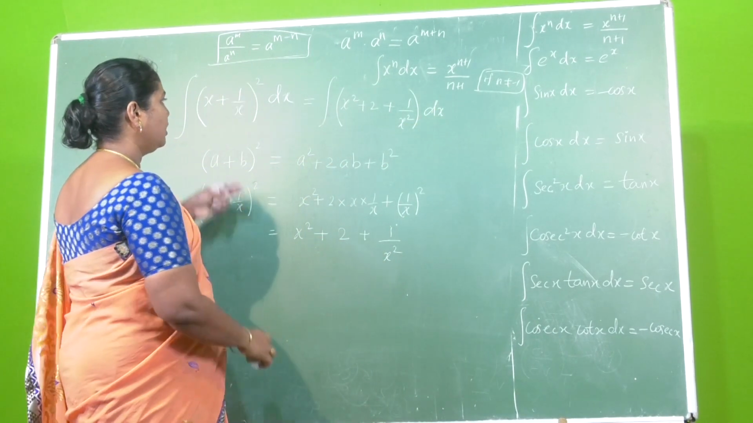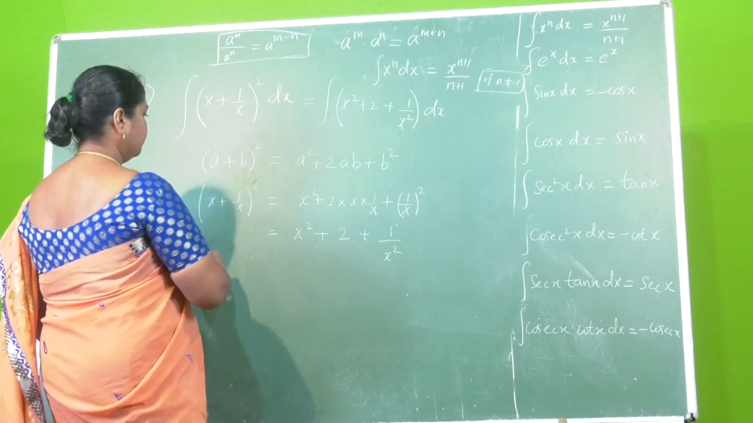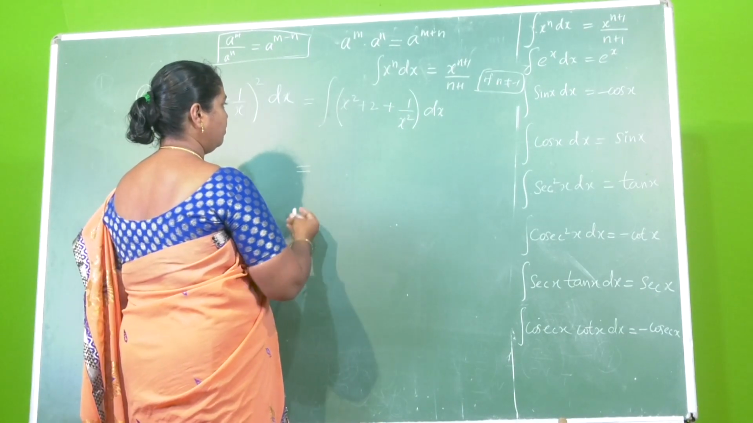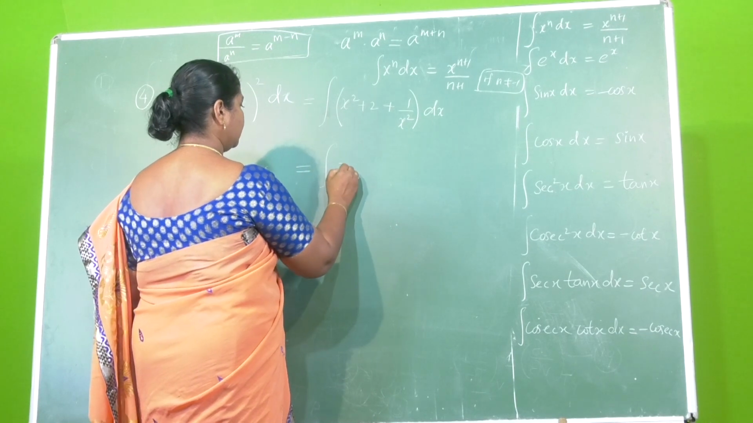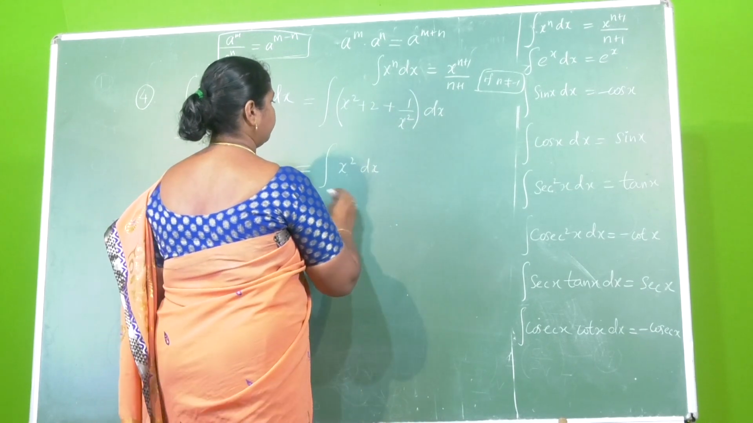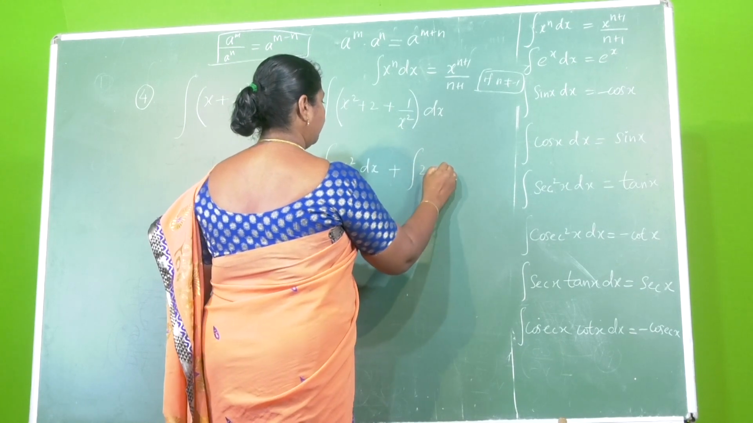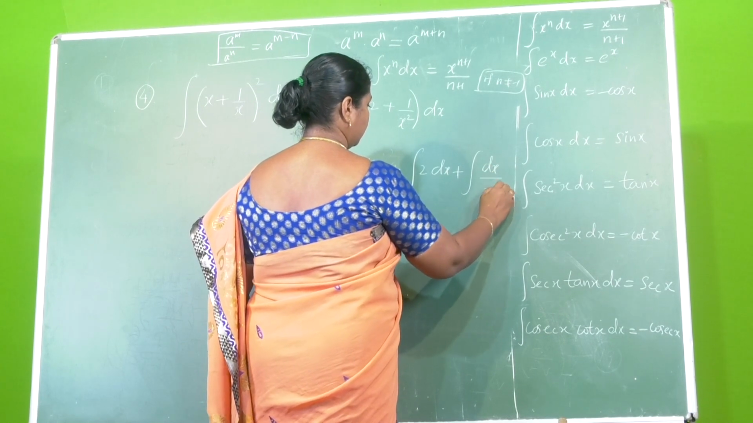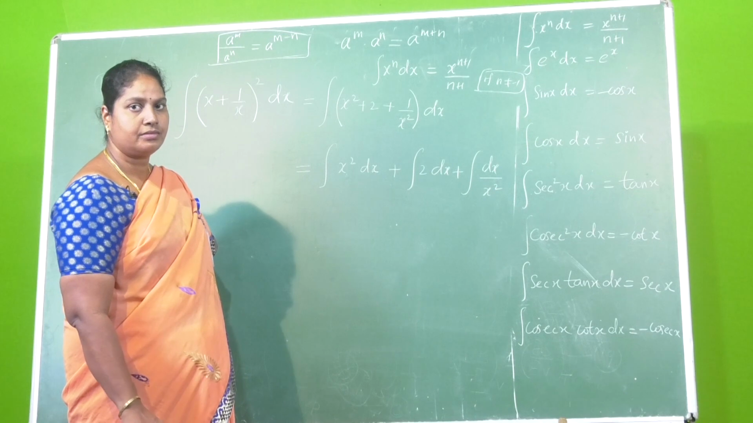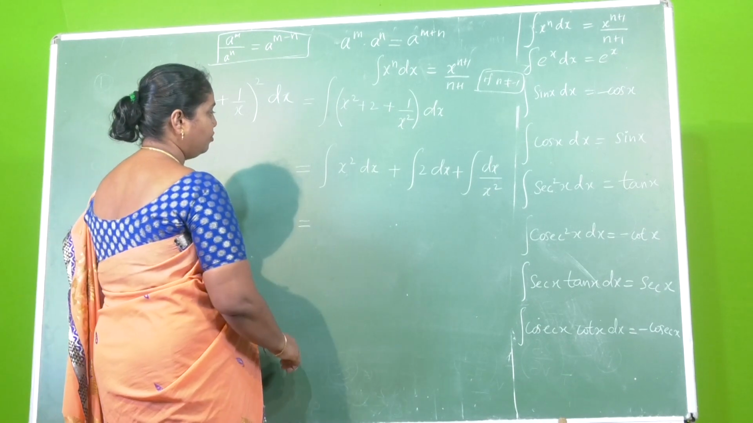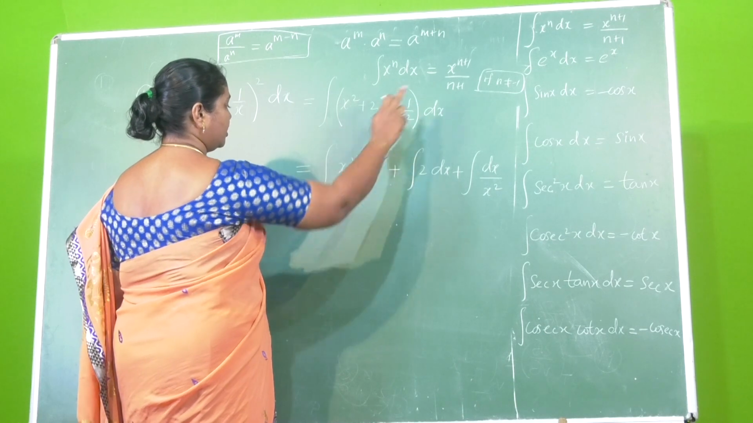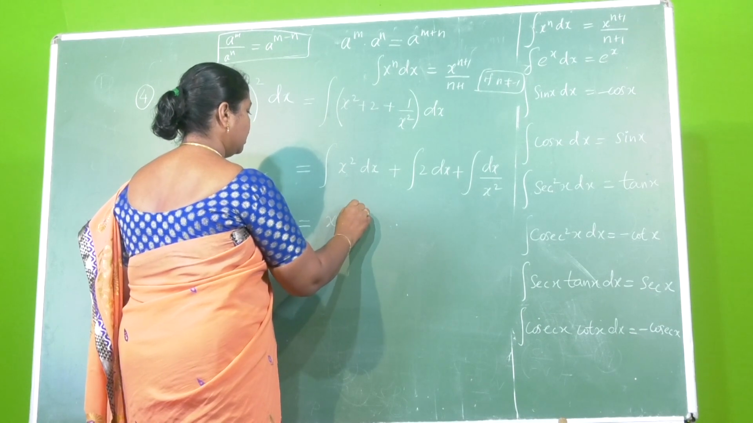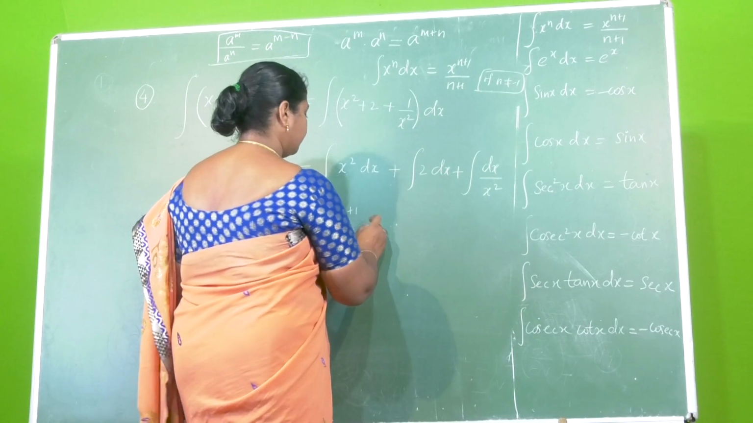Now you are allowed to use this formula directly after this expansion. So as we saw in the previous problem, we can separately write this. So this can be written as integral x square dx plus integral 2 into dx plus integral dx by x square. So this will be x square dx. Here n is not equal to -1, you can apply the formula, so it will give you x power 2 plus 1 by 2 plus 1.